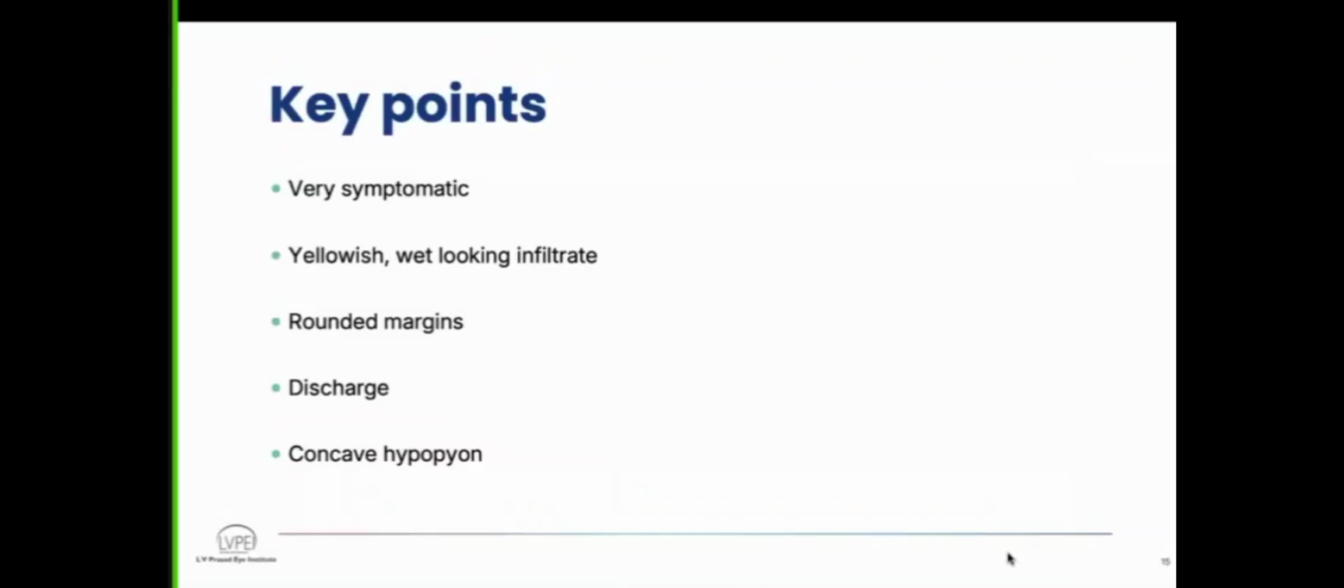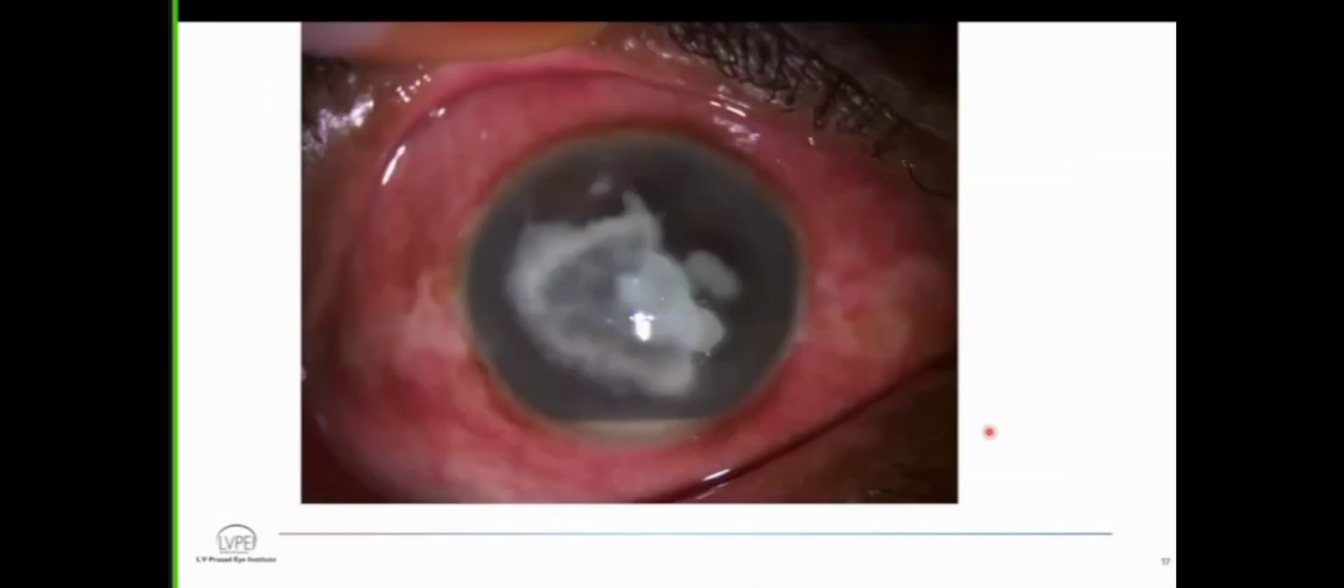So to summarize, bacterial keratitis is usually very symptomatic. It has a yellowish, wet-looking infiltrate with rounded margins. It is often associated with a lot of discharge, and you have a mobile concave hypopyon. So let us go to the next one, that is fungal keratitis. Immediately by looking at the photo, are you able to distinguish some of the features that are seen over here as compared to the previous ones?